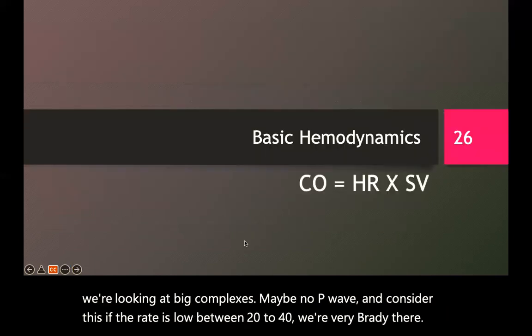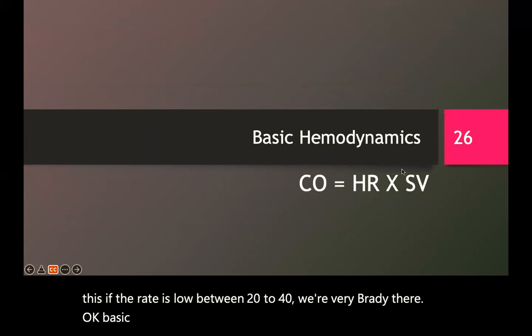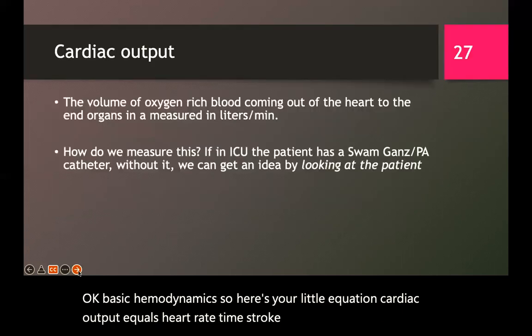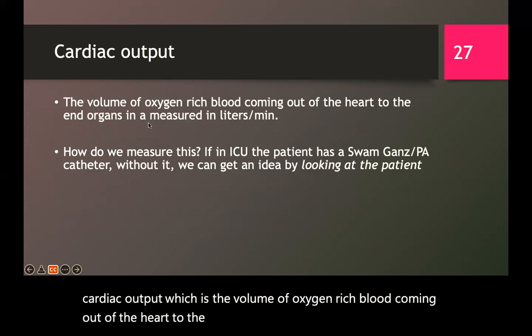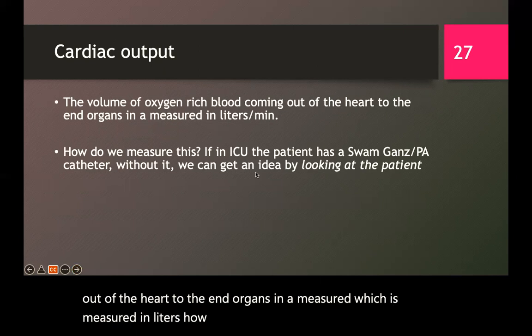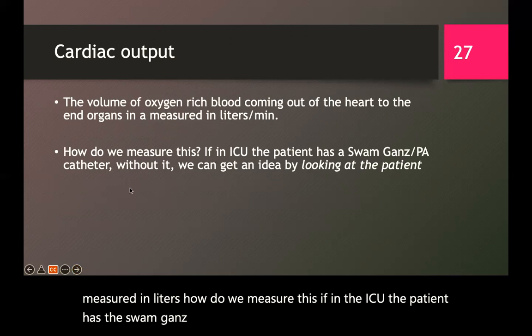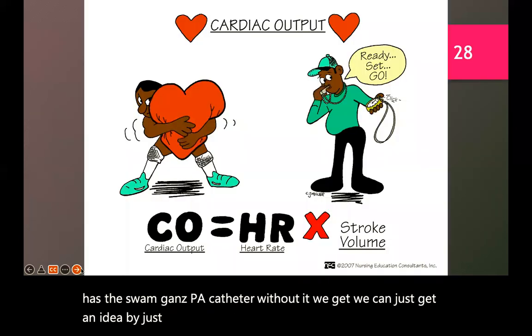Okay, basic hemodynamics. So here's your little equation. Cardiac output equals heart rate times stroke volume. Okay, super basic. Cardiac output is the volume of oxygen-rich blood coming out of the heart to the end organs, which is measured in liters. How do we measure this? If in the ICU the patient has a Swan-Ganz PA catheter, we can measure it. Without it, we can just get an idea by simply looking at the patient.